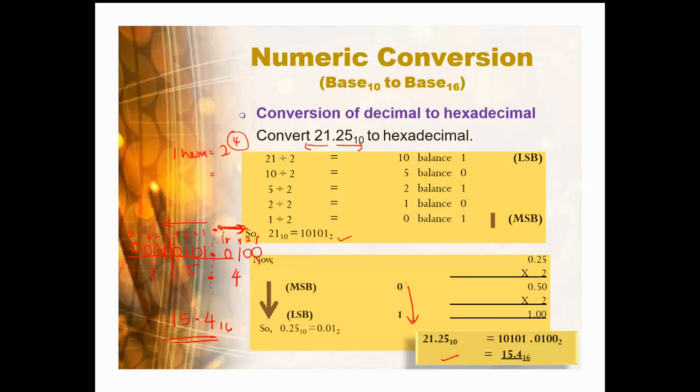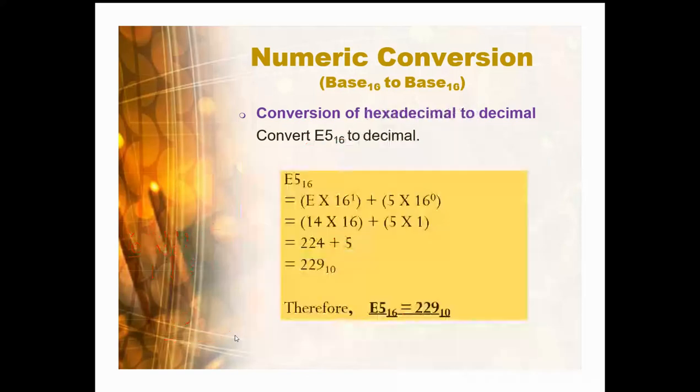Kenapa 4 digit? Kita tahu satu hexa sama dengan 2 to the power of 4 digit dalam binary. Jadi, kita kena tukar dia daripada binary kepada hexa. So, 0, 1, 0, 0. Okay, so ini value. Value mesti start daripada kanan. So 1, 2, 4, 8 dalam binary. So kita dapat 4. So it is 15.4 base 16. So macam ni lah you calculate the decimal numbers to hexa.